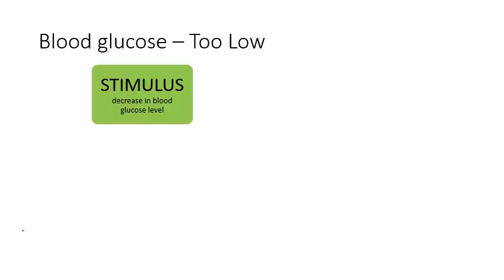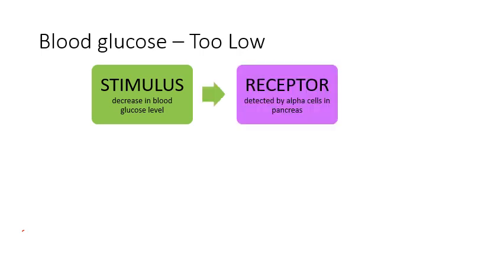Okay. Now let's have a look at what happens within our body when our blood glucose levels are too low. So again, our stimulus is going to be blood glucose levels being low, or a decrease in our blood glucose levels. Our receptors are still going to be receptors in our pancreas. This time, it's focusing on a different type of cell.